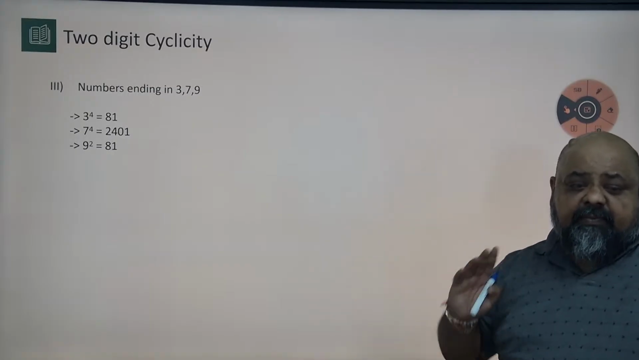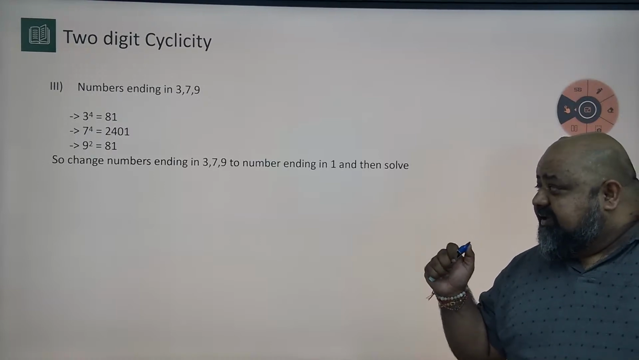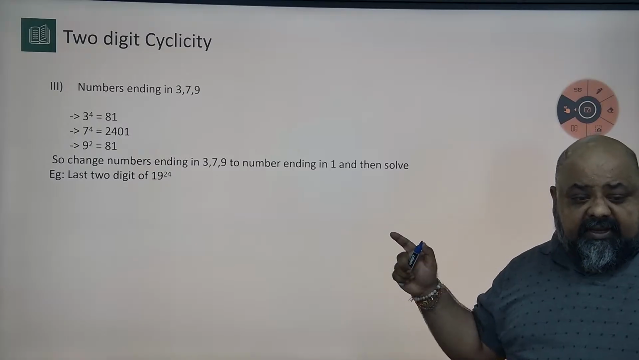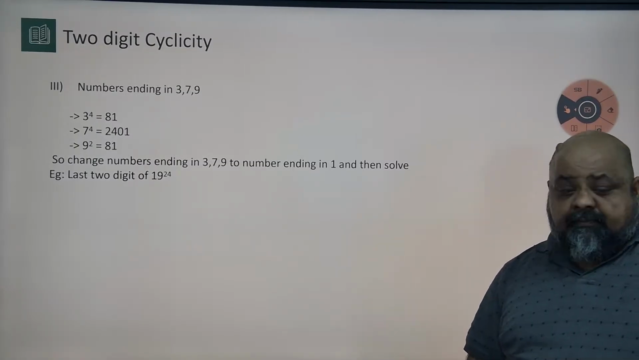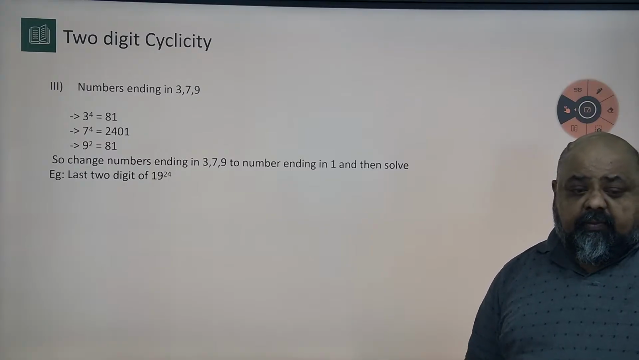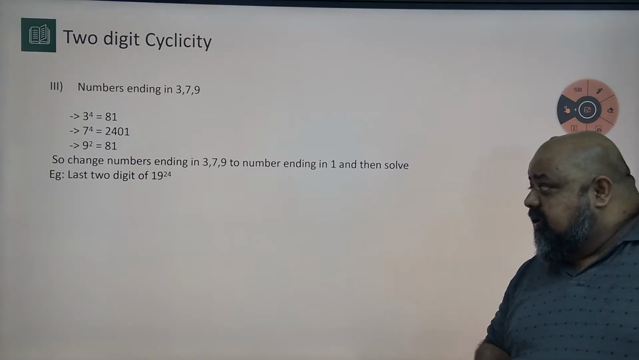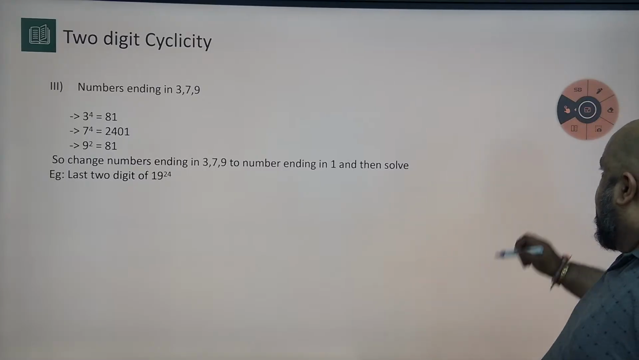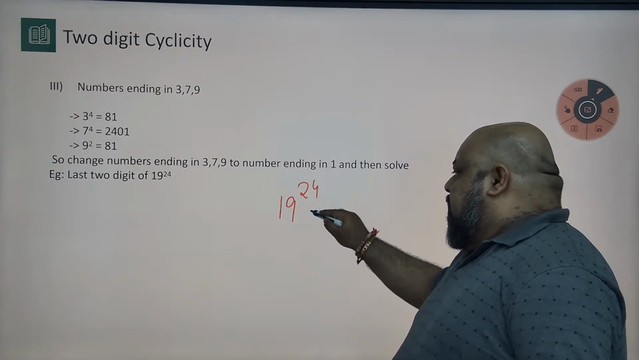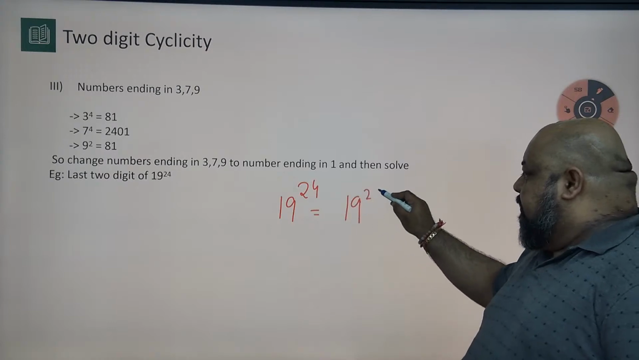Number ending in 1 का rule हमको पहले पता है, हम उस rule को apply कर देंगे. For example, if I say, what are the last two digits of 19 raised to power 24? अब 19 के end में 9 आता है. 9 का rule मेरे को पता नहीं है, मुझे 9 का 1 बनाना पड़ेगा. So I say 9 squared is 81. So what I do is, for 19 raised to power 24, I want to square this first. So I say 19 squared.